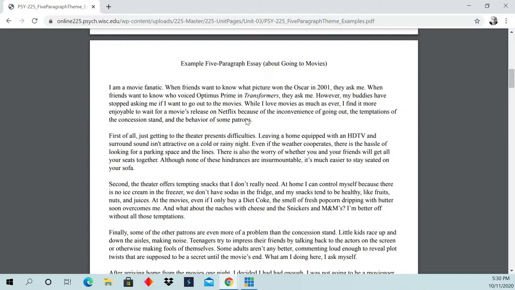Now, is that a great hook? I don't know. You have to judge that. But, hey, maybe it is. Maybe it draws me in as a reader. Hey, this guy's a fanatic. I want to listen to this person, see what this person has to say. So there it is. There's my hook.